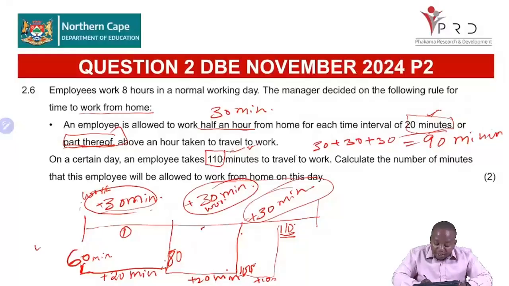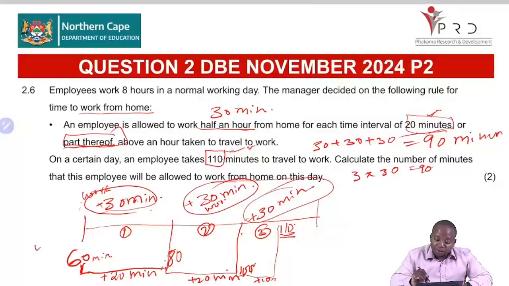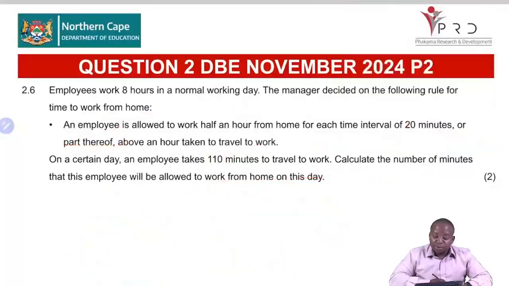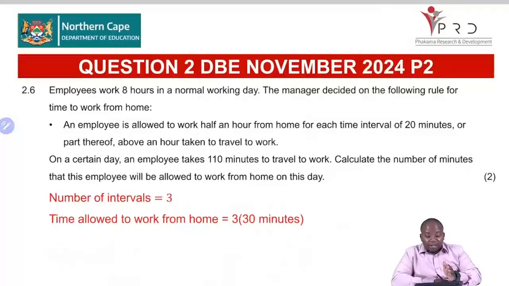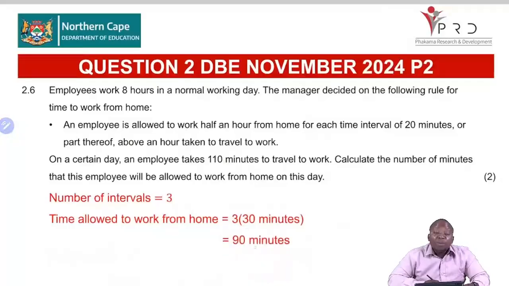So we have 1, 2, 3 of those intervals. So it's going to be how much? We are going to have 3 times 30, which is just 90 in this case. Right. So let us just go through that solution then. Our solution is going to be 3 intervals of 30. Then it's going to be 3 times 30. Time allowed to work from home is going to be 90 minutes.